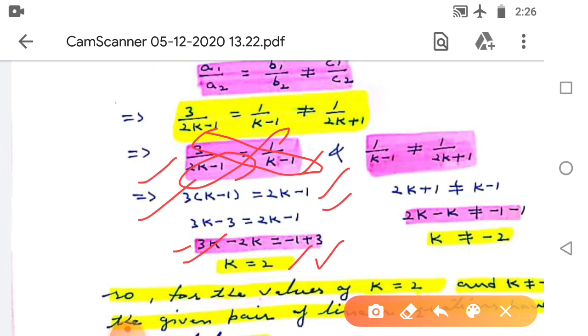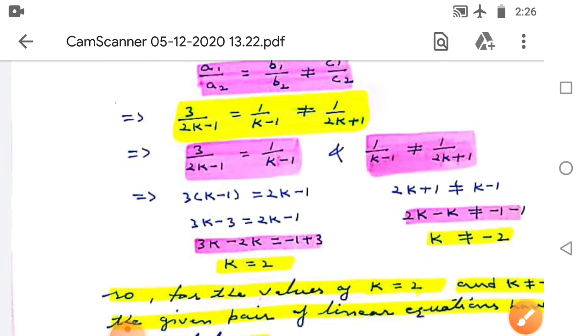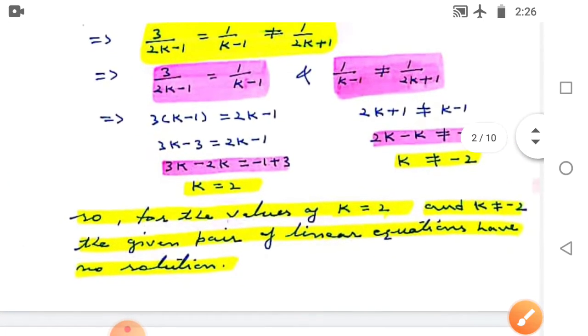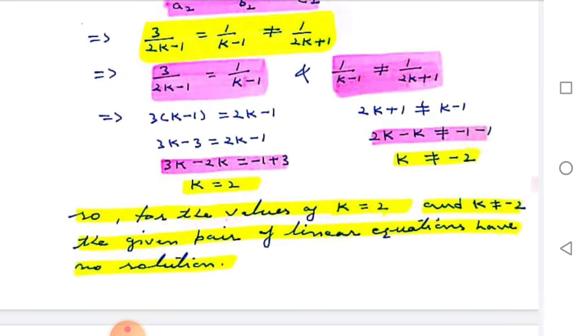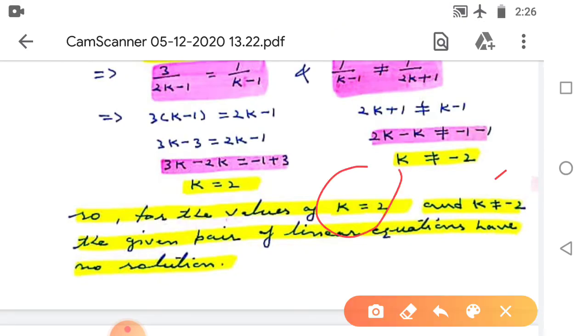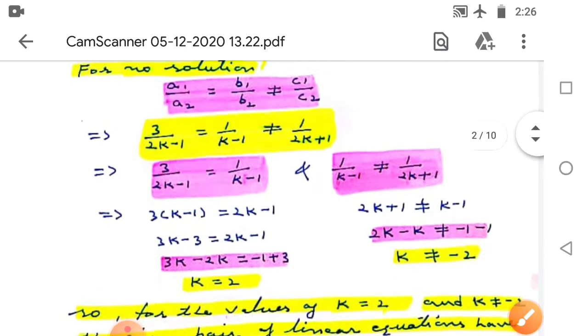Here you can check with the second equalities also, that is 2k plus 1 is not equal to k minus 1, and here we are getting k is not equal to minus 2. K is not equal to minus 2, right? So the value of k is 2, and it should not be equal to minus 2. So that is the answer. The value of k is equal to 2. The given pair of linear equations has no solution when we take the value of k as 2, right?